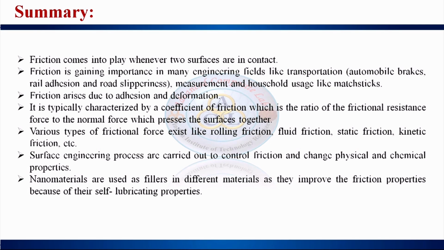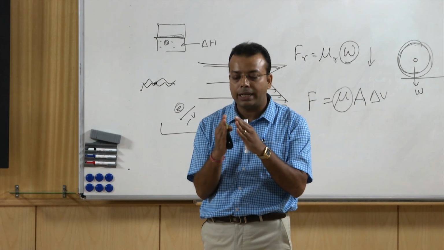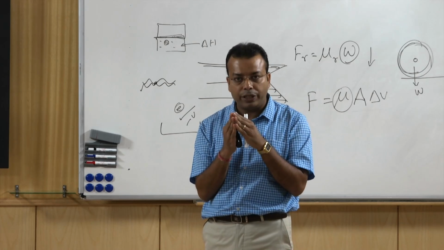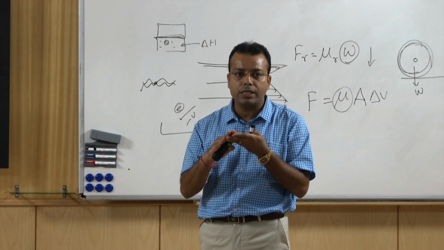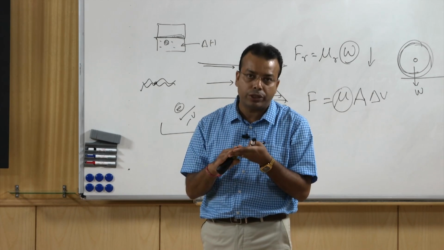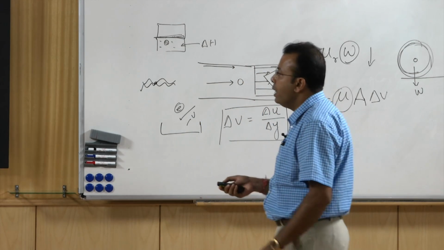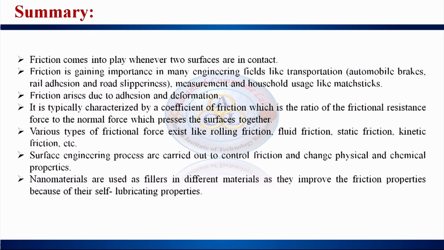Friction arises due to adhesion and deformation. Unless two bodies come into contact, they will not stick together, and there will not be any friction. So, automatically there will be a resistance between the two bodies, and then only the frictional force will be generated. It is typically characterized by a coefficient of friction, which is the ratio of the frictional resistance force to the normal force which presses the surfaces together. Various types of frictional force exist like rolling friction, fluid friction, static friction, kinetic friction, etc. Already I have explained in our earlier slide.